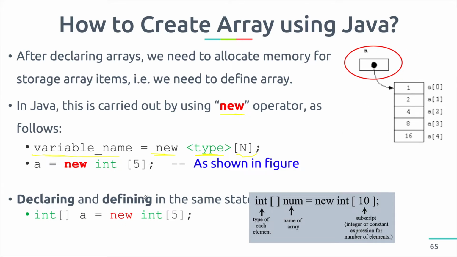Can we declare and define using the same statement? Yes. Here we declared and defined the array. We have an integer array, and we use the square brackets to notify the compiler that this is an array, not a single variable. Then we gave it a name, is equal to new int, and then we gave it a size of 5. And here we also have another example.